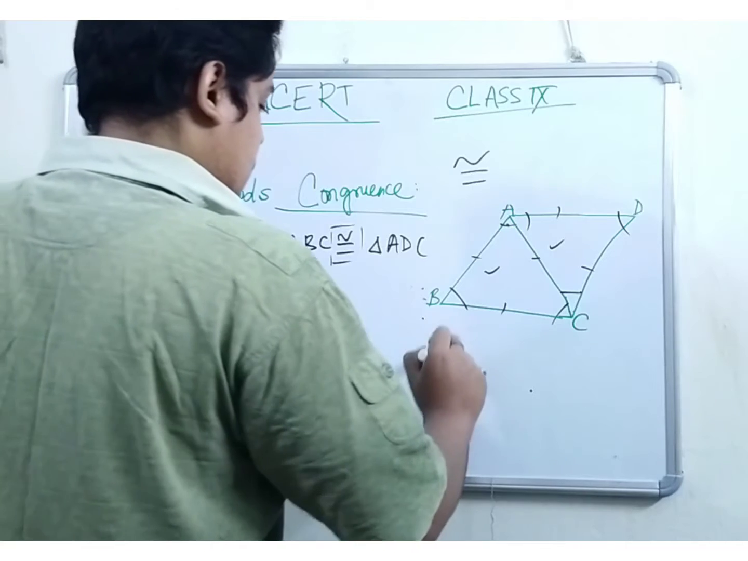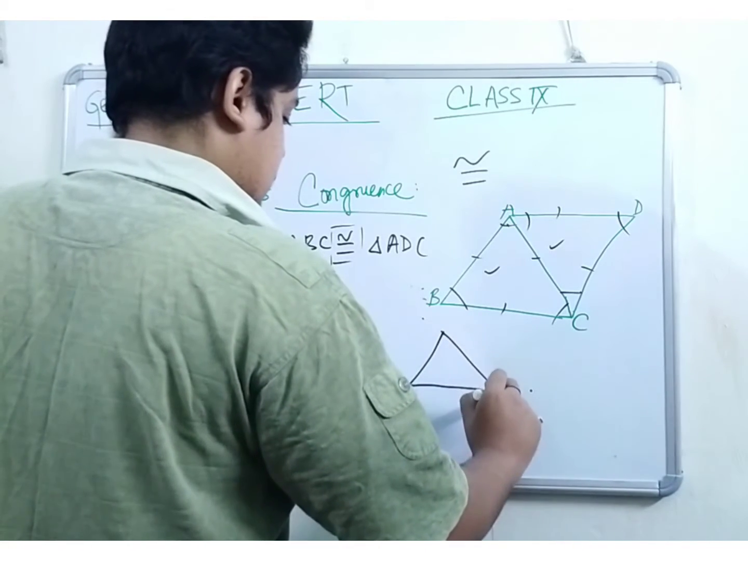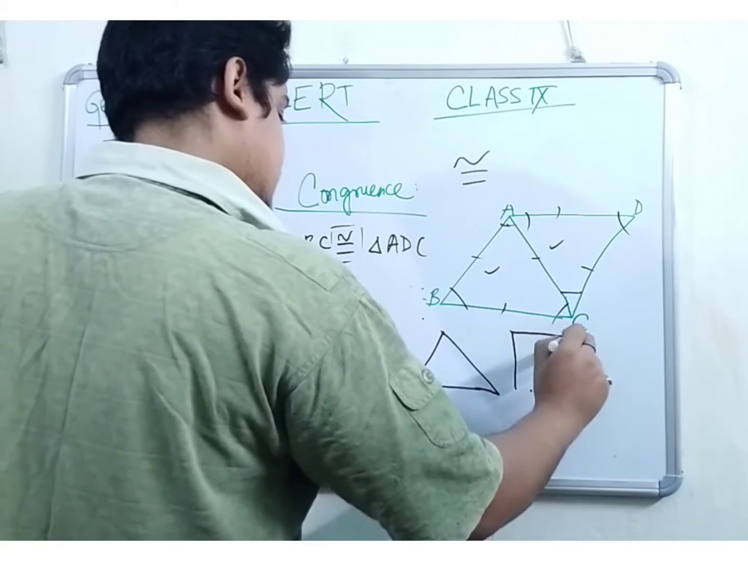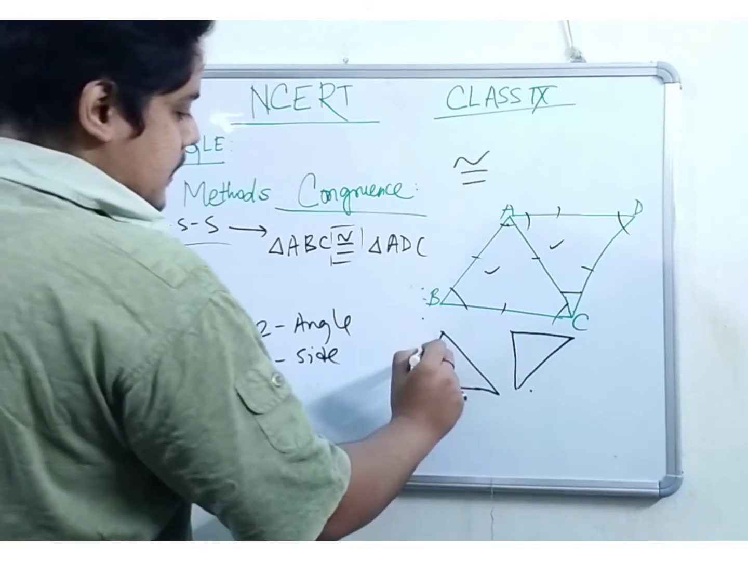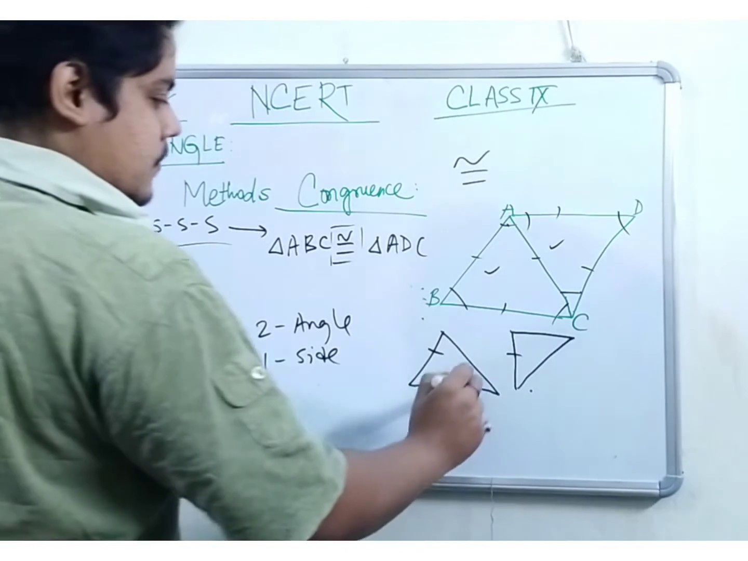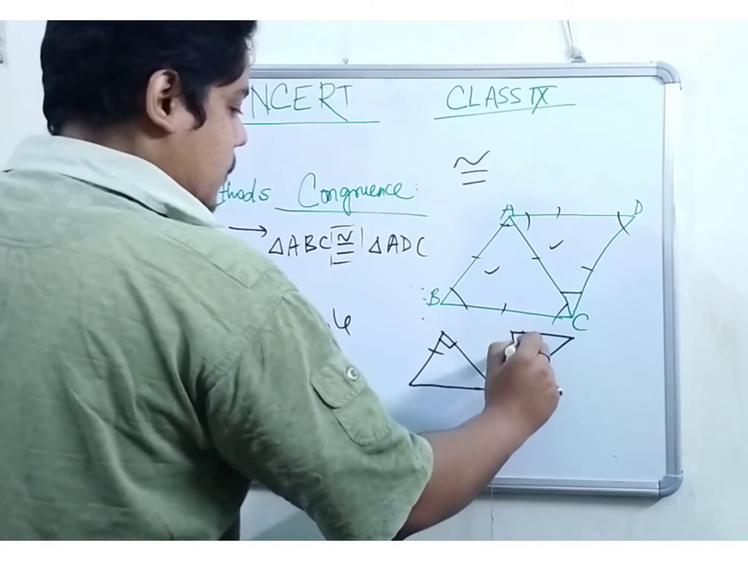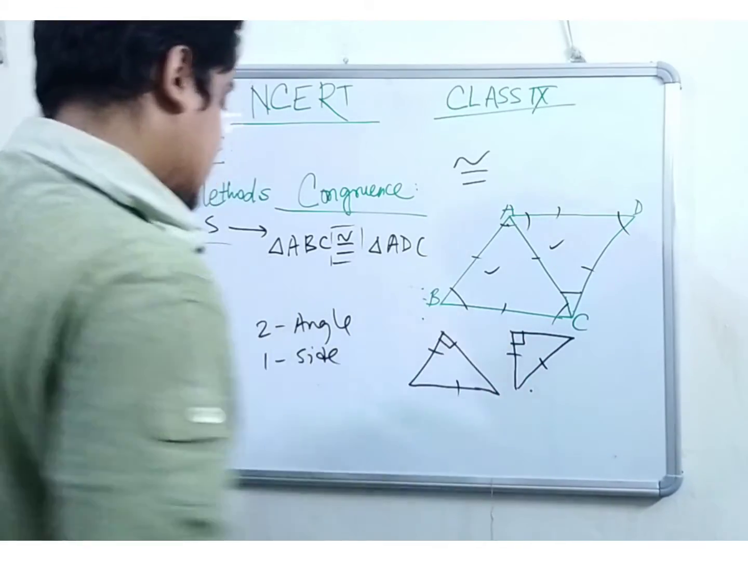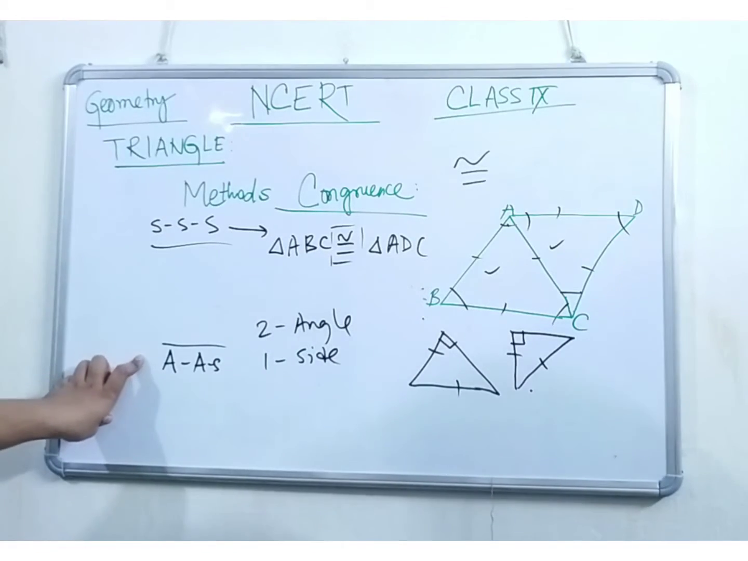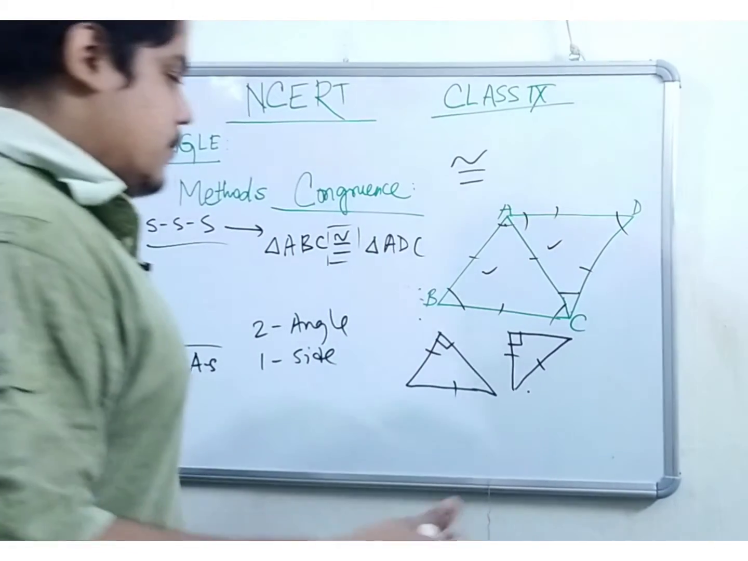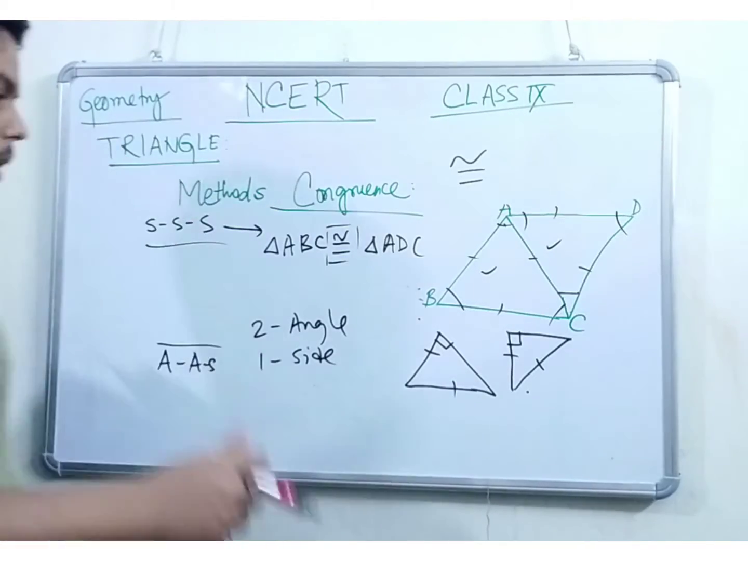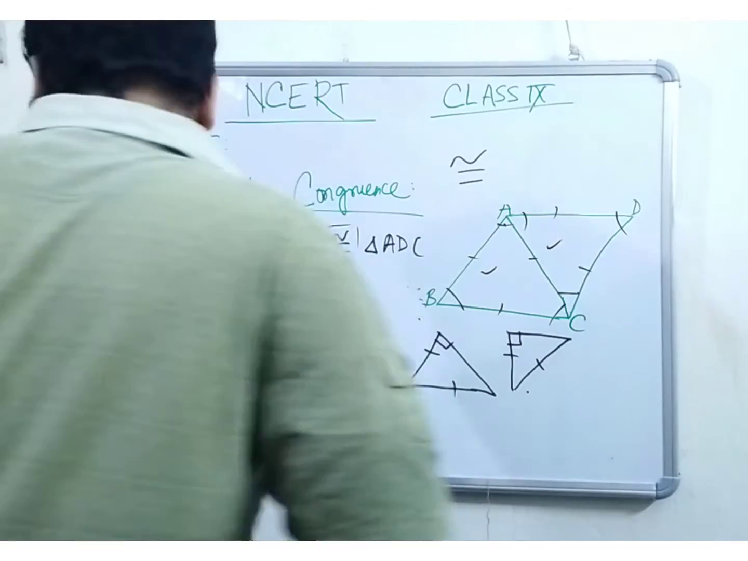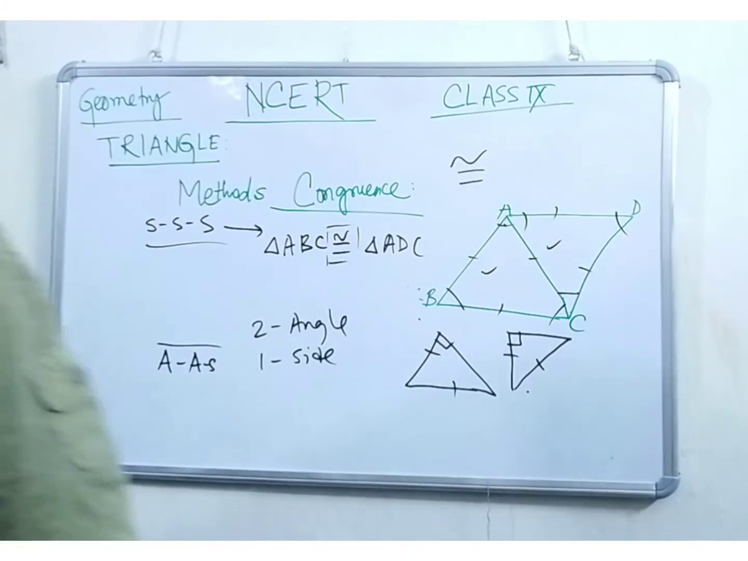So if I draw two triangles, one is that and another is that. Now if these two angles become equal, these two angles become equal, and these two sides become equal, so two angles and one side are equal. That is the angle angle side axiom. What will be the other CPCT or common property? The other angles and other sides will be equal.